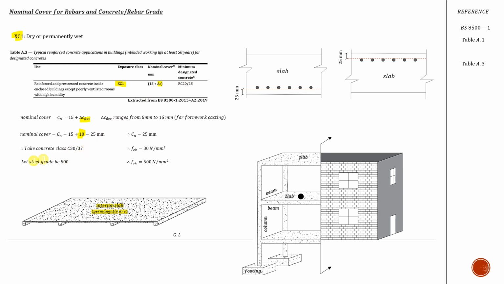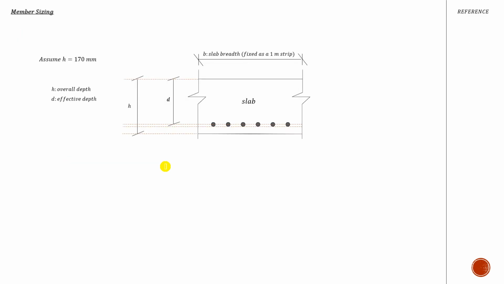Okay, and let's also assign the grade of steel. Let's pick the most common type, 500. So here I have the fck as 30 Newton per millimeter square, and fyk as 500 Newton per millimeter square. Right, we are done with that. Okay, nominal cover, and now we can easily assign the effective depth.